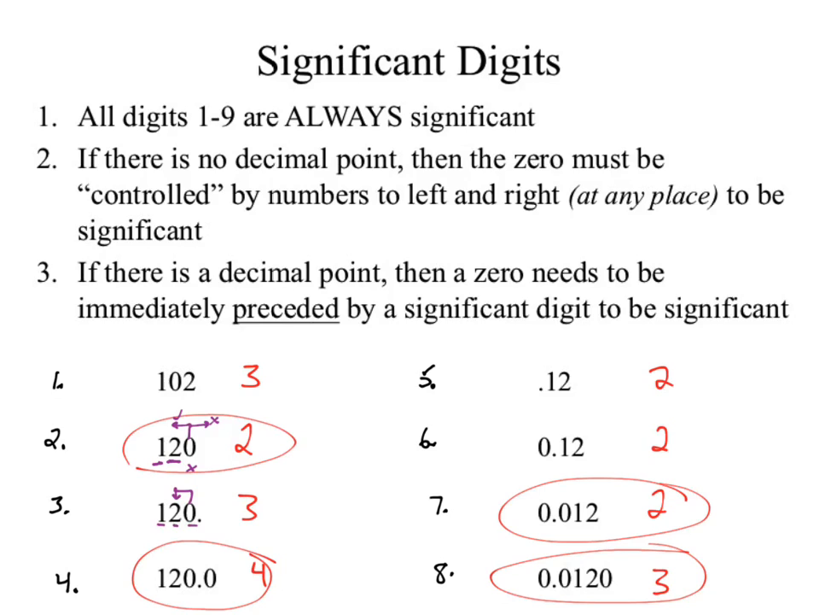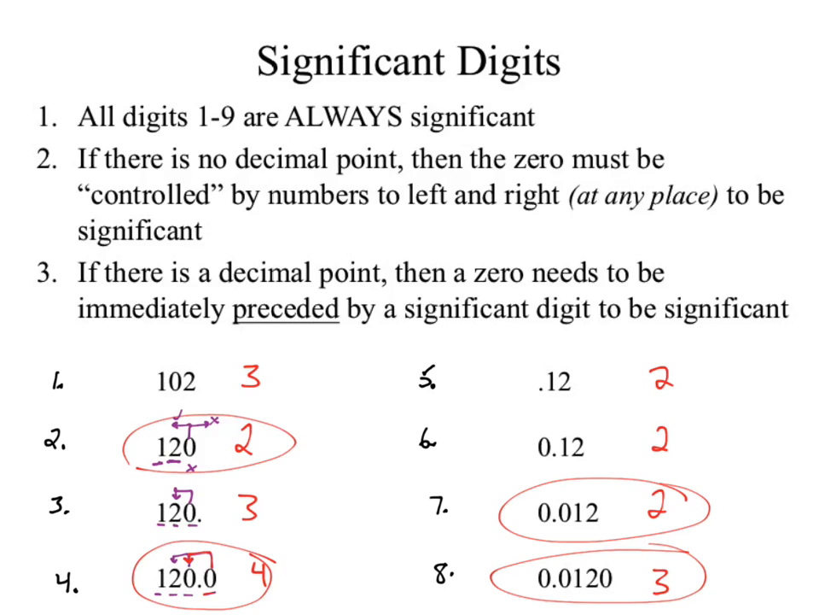Okay, 4. Again, I have a decimal point. The 1 and the 2 again are significant. Take a look at my first 0 on the left. I look to the left. What do I have? A significant digit, so the 0 is significant. I move to the next 0 and look to the left. What do I have? A significant digit. Yes, it is 0, but I've already established it as significant, which means that last 0 is also significant. Make sense?